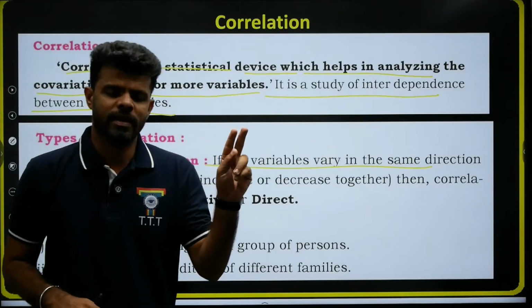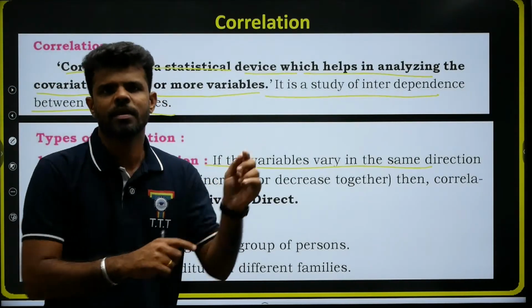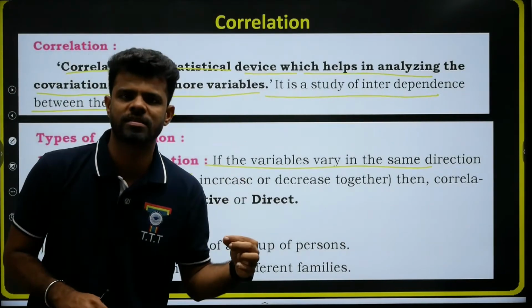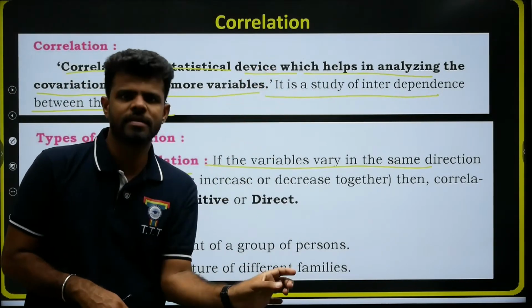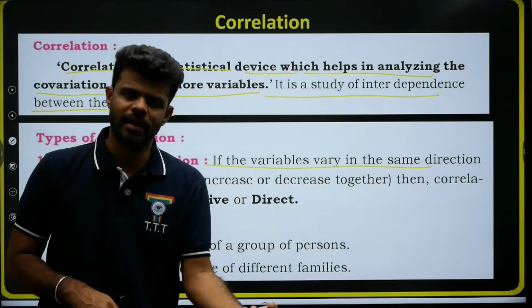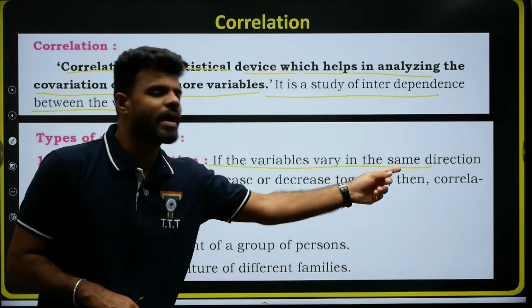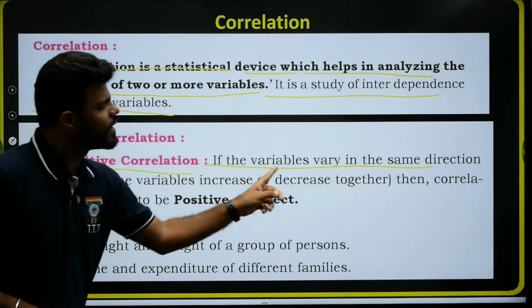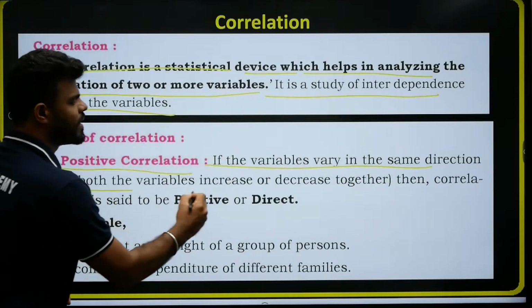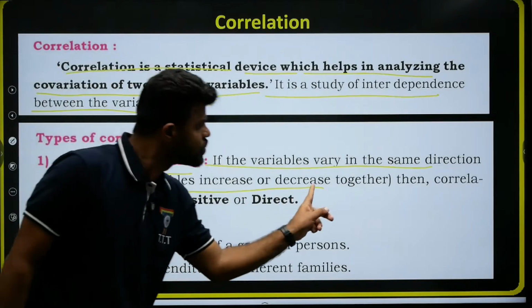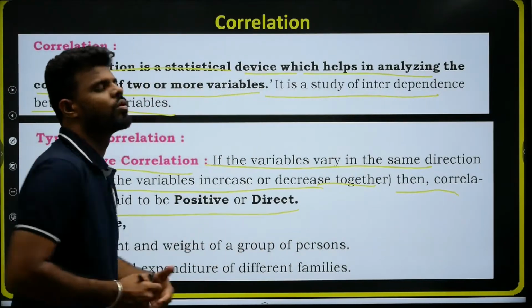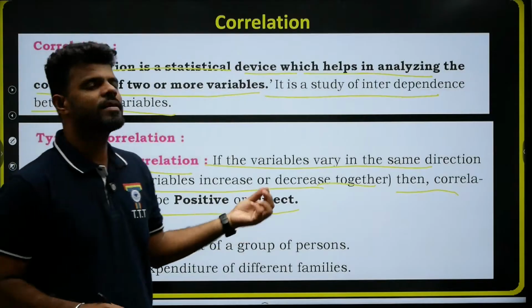Suppose the data has two variables x and y, and the two variables vary in the same direction. Varying in the same direction means if the x variable is increasing, then the y variable also will be increasing. Then we call it the same direction. So if both variables increase or decrease together, then such correlation is called positive correlation, or we can say direct correlation.